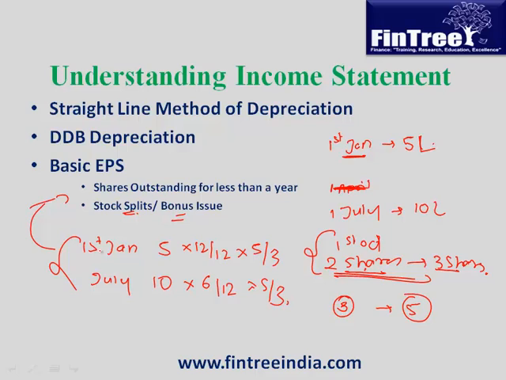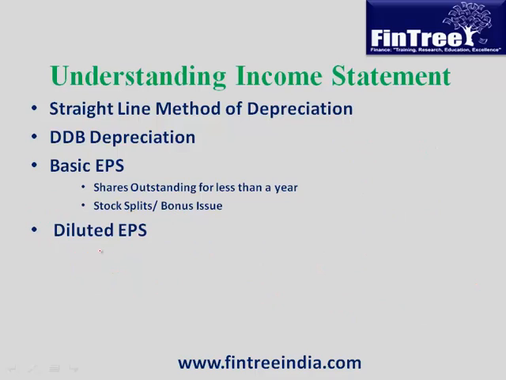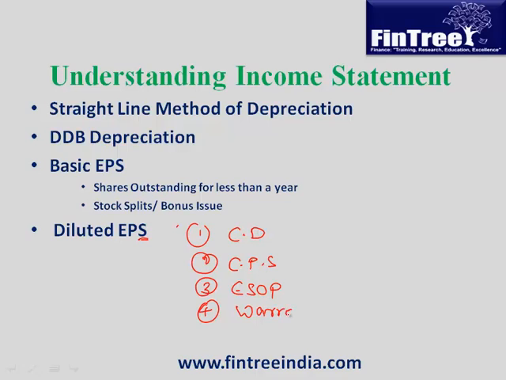Next formula is diluted EPS. Diluted EPS can happen on account of 4 fronts. First one, convertible debentures or convertible bonds. Second, convertible preference shares. Third, employee stock option plan. Or fourth, share warrants.